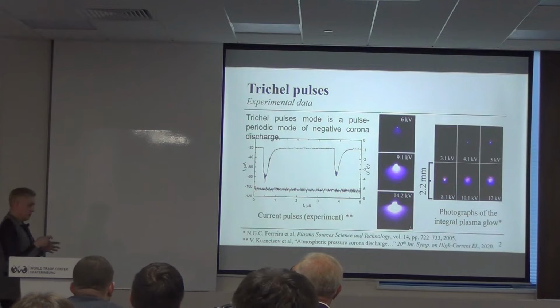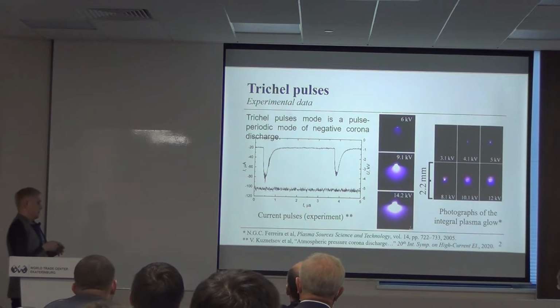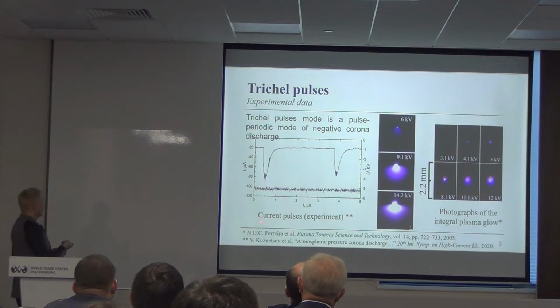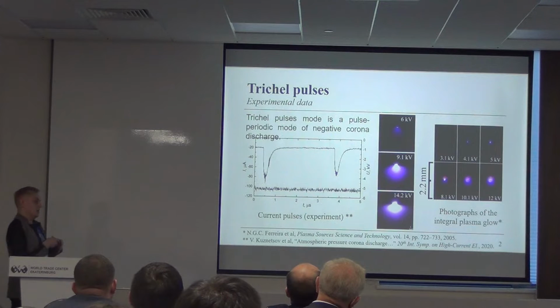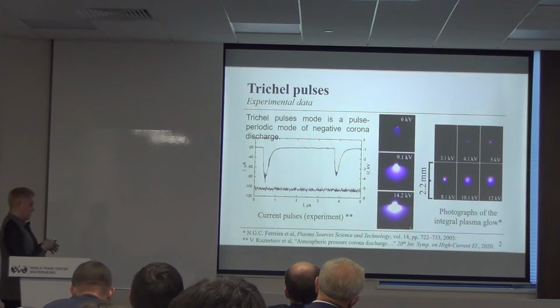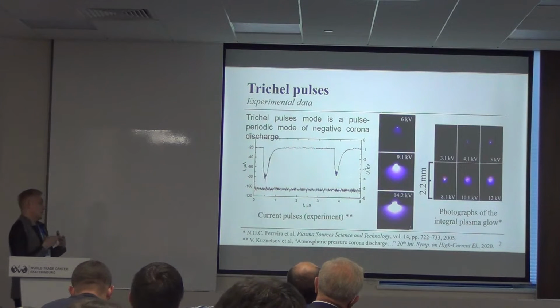About Trichel pulses. Trichel pulses are an interesting phenomenon with regular current pulses existing in negative coronal discharge. A lot of researchers have investigated the characteristics of current pulses, and the physical mechanism of current pulses is basically clear.